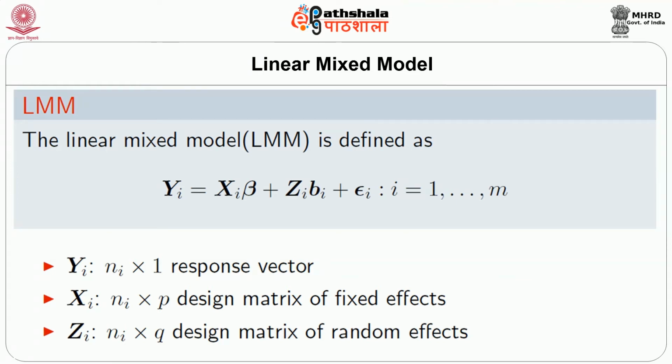So now we are in a position to define a linear mixed model. The linear mixed model is defined as yi equal to xi beta plus zi bi plus epsilon i. Note that here xi is called the design matrix of fixed effects and zi is called the design matrix of random effects, and epsilon i is the random error. So we assume that yi is an ni cross 1 response vector, xi is an ni cross p design matrix of fixed effects, and zi is an ni cross q design matrix of random effects.